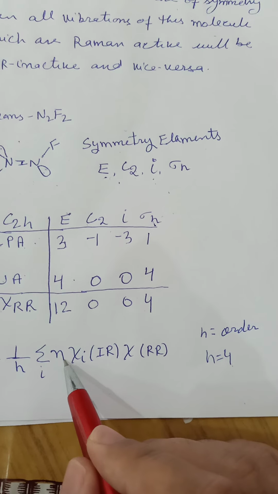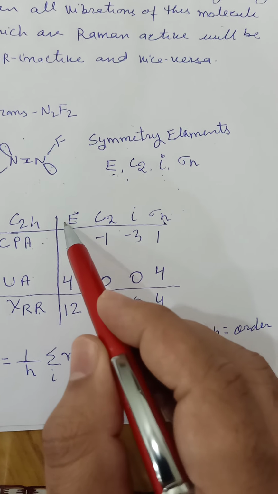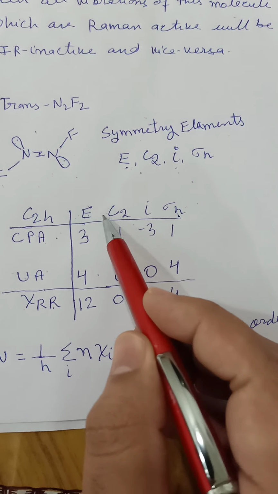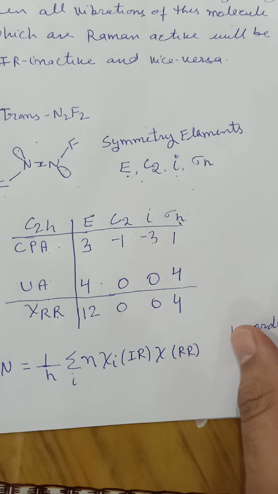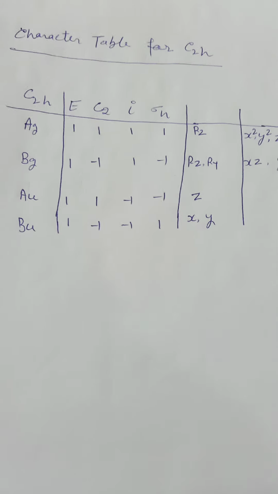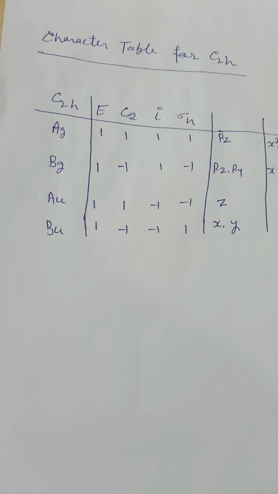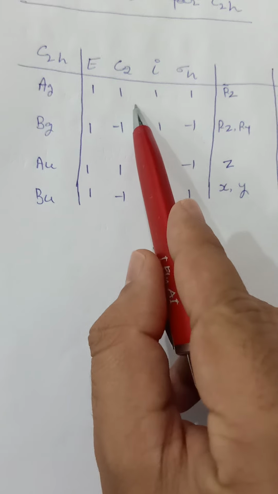Now this N, what is this N? This N is the constant which appears before these symmetry elements, which is written here. For E this is 1, for C2 it is 1, for i it is 1, and for sigma h it is 1. Okay. Now what we will do, we will use the character table and we will deduce this reducible representation in terms of irreducible representations that we have to find out here. This is the reducible representation and these are the irreducible representations.